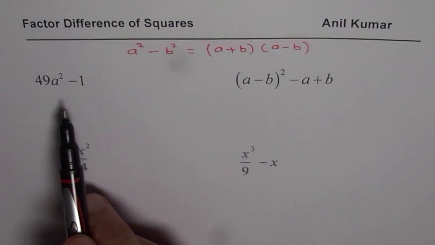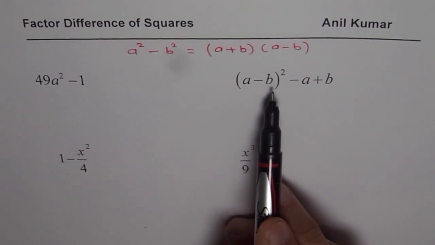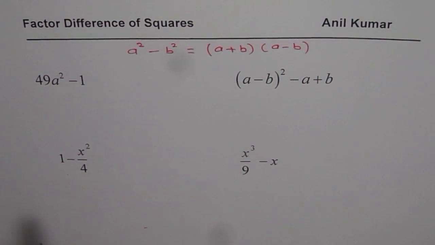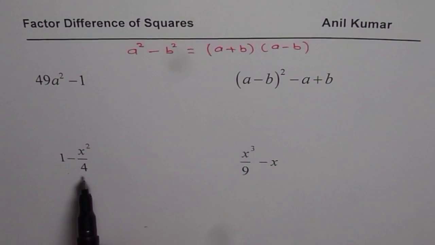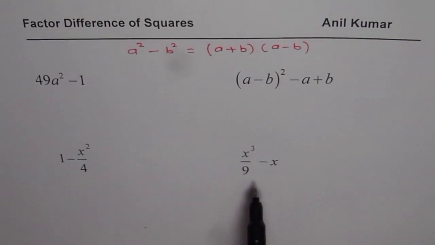49a square minus 1, a minus b whole square minus a plus b. Then we have 1 minus x square over 4, and the fourth one is x cubed over 9 minus x. Let's begin with the very first one.